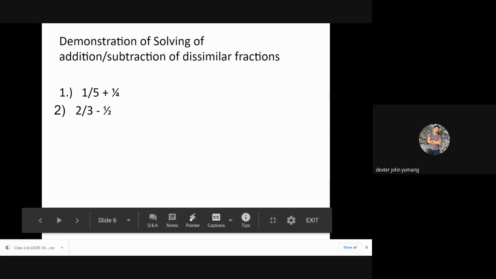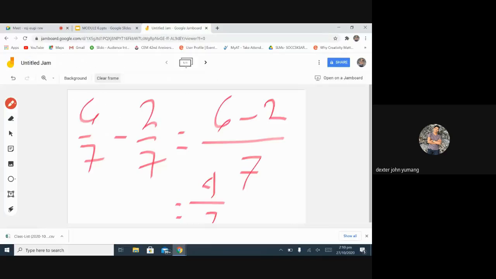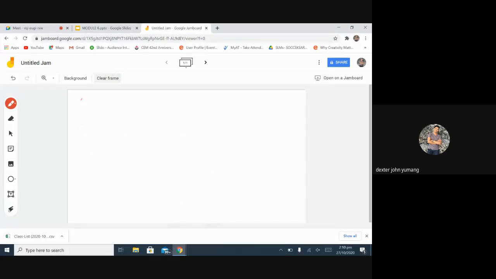1/5 plus 1/4. In this case, we are going to use the LCD, or the least common denominator.